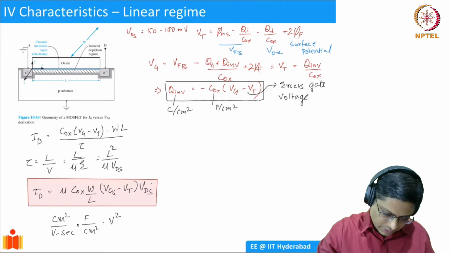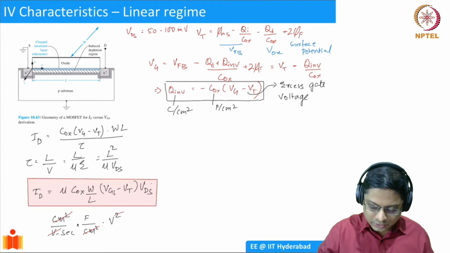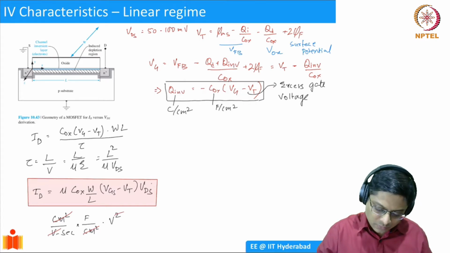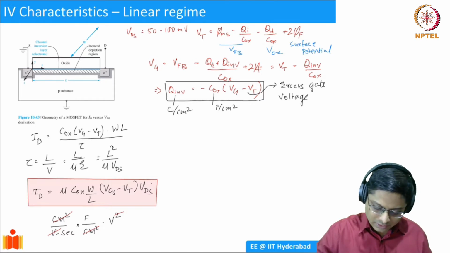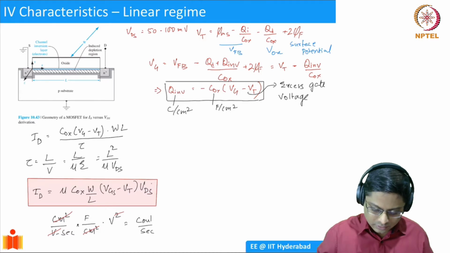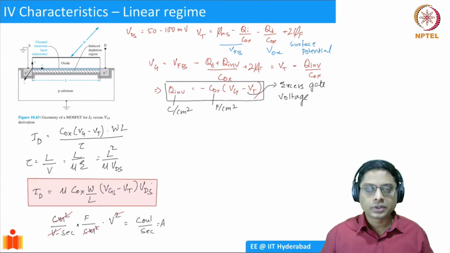So what you get is centimeter square goes out. One of the voltages goes out. So farads is C. C into V is Q, charge, right? So this is coulomb per second. So well, this is current, correct? So dimensionally we are satisfied. So coulombs per second, which is current, amperes. Okay, so dimensionally we are fine.